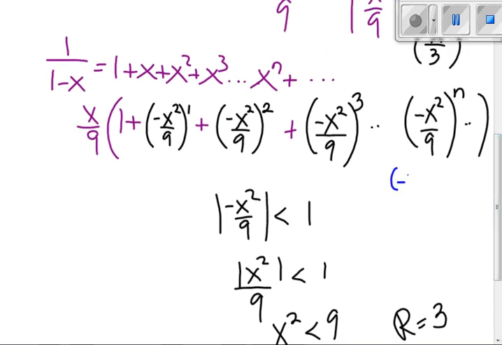So it's negative 1 to the n, x to the 2n, and 9 to the n. Yes.